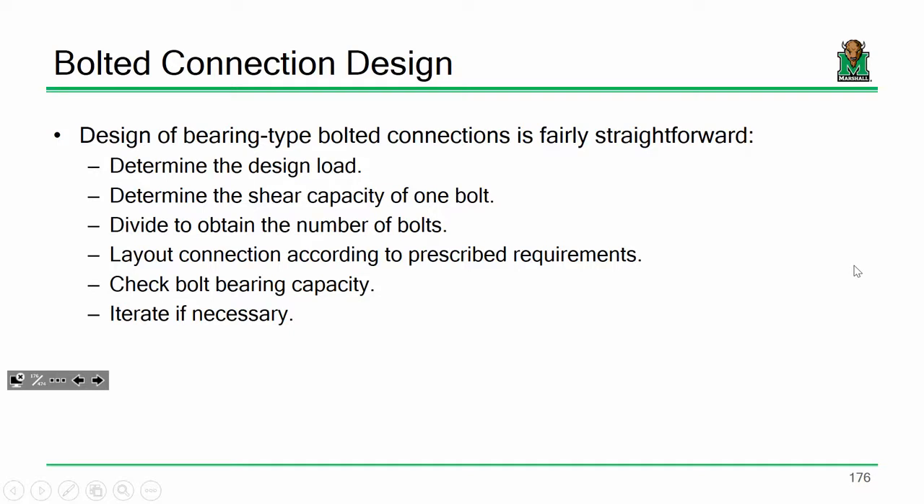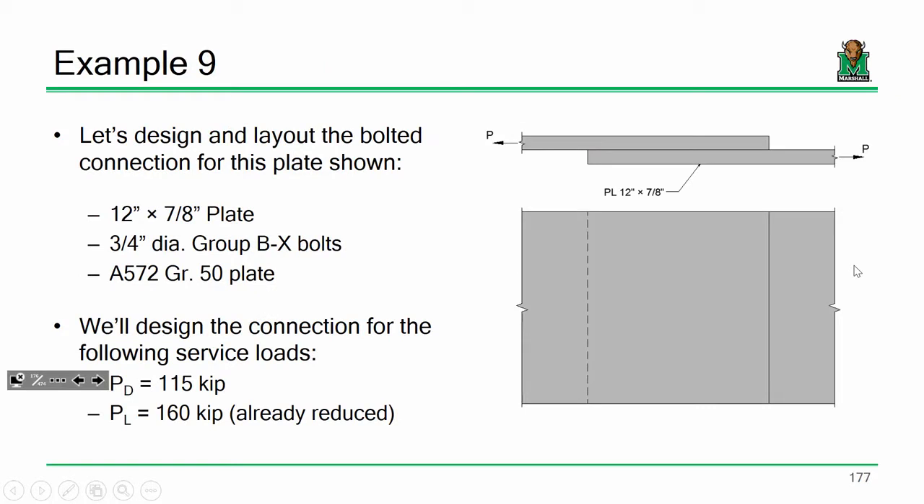Now for design, so far, it's been pretty straightforward. We determine our load, we determine the shear capacity of one bolt, then we divide to obtain the number of bolts. Pretty simple, okay? We lay out the connection according to minimum spacing, maximum spacing, and edge distance requirements. That does not guarantee that we've met bolt bearing. We check bolt bearing, and then that's essentially it.